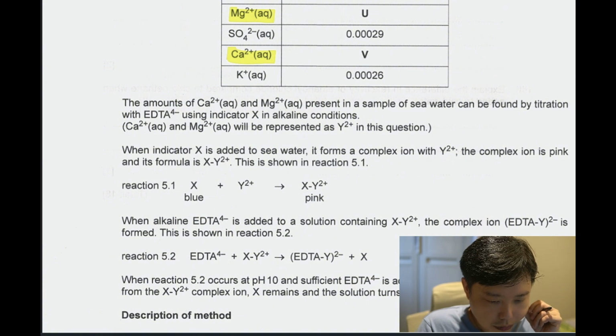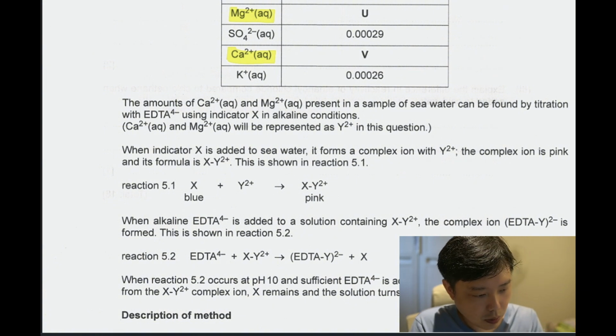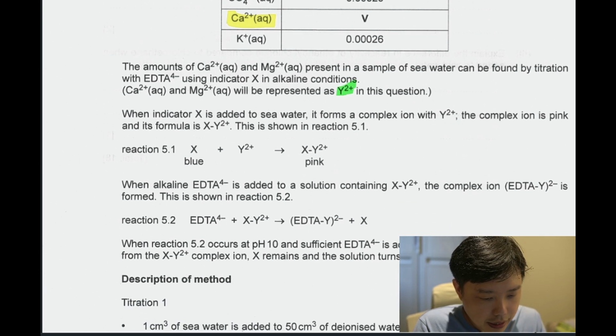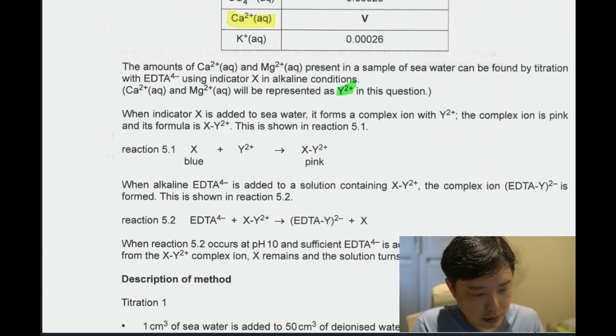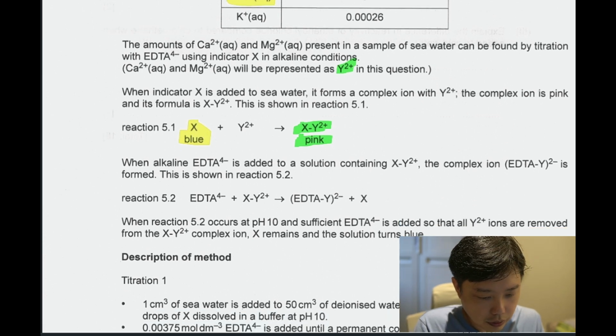The cations will be represented as Y2+ in this question. When indicator X is added to seawater, it forms a complex with one of the cations, Y2+. The complex is pink in color and has this formula. So the indicator with the cation is pink. If it didn't form a complex, if it's just the indicator, it will be blue. Just take note of that.